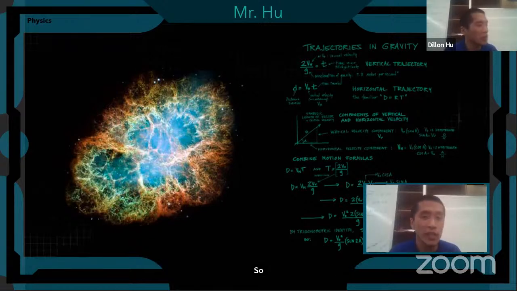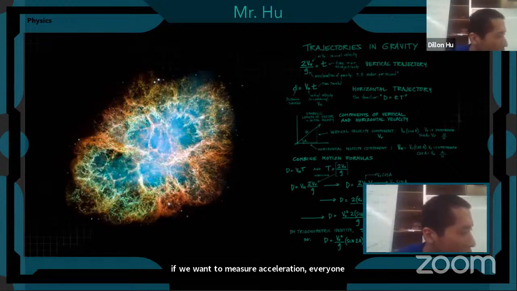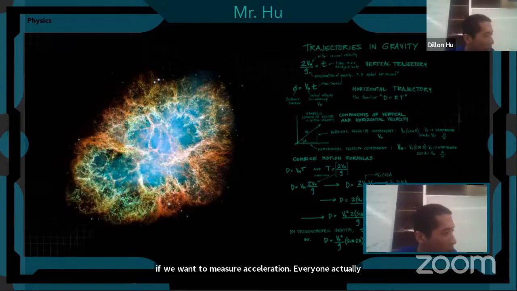So if we want to measure acceleration, if we want to say what this car's acceleration is, we're going to use the units meters per second squared, m over s squared. So make sure you write these units down. There should be a box for this.